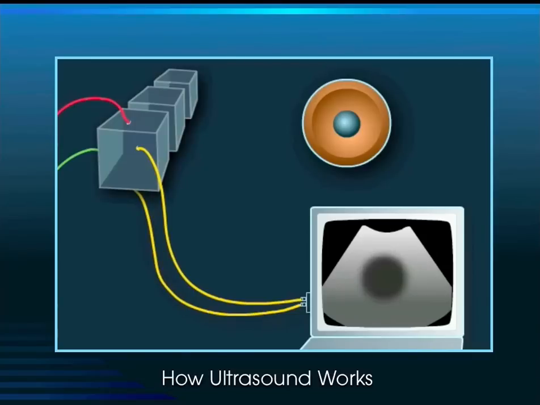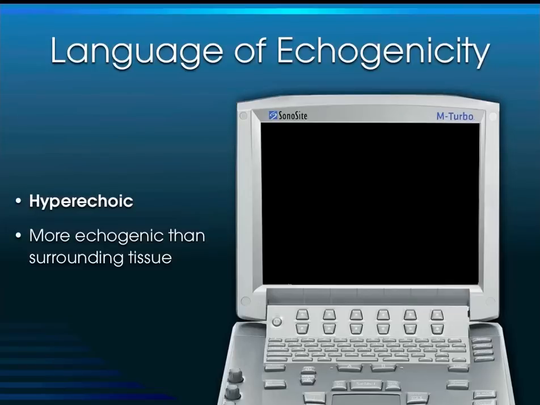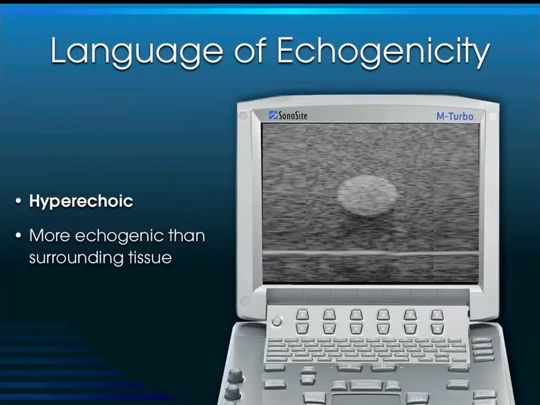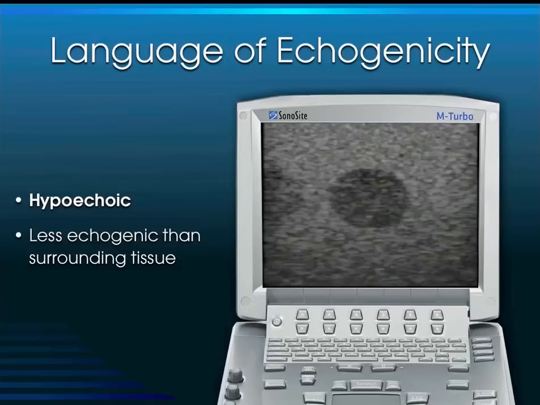It depends how deep the tissue is, how long it takes the sound to come back to the probe, and how dense the tissue is how bright the dot will be. And that term brightness is really better termed echogenicity. So a structure is hyperechoic if it is more echo bright than the surrounding tissue, or more echogenic. Something is hypoechoic if it is less echogenic than the surrounding tissue.